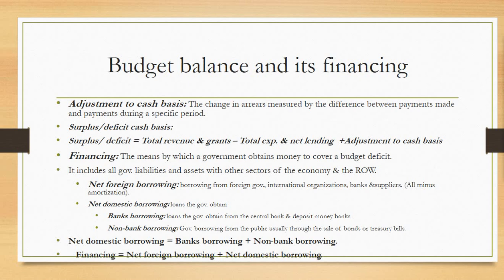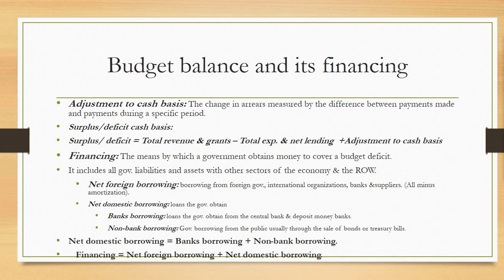So a change in arrears is measured by the difference between payments made and payments during a specific period of time. Okay, so in order to identify whether we have a surplus or shortage, we are going to subtract total expenditure from total revenue and then add the adjustment to cash basis. If it is positive, there is a surplus in the government budget. If it is negative, there is a deficit in the government budget.